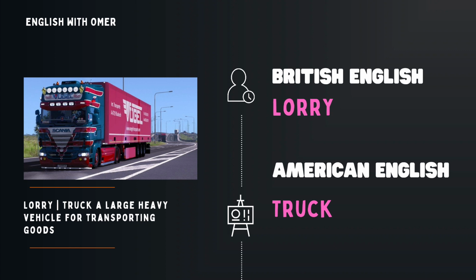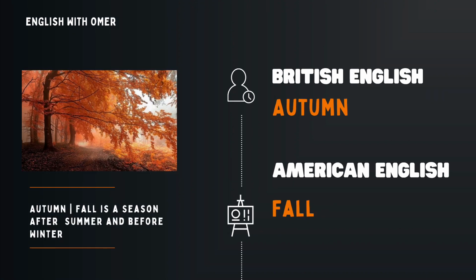In British English, this vehicle is called lorry, but in American English, you can call it truck. In this image, you are observing a season. In British English, this season is called autumn, and in American English, this is called fall. Normally, this season comes after summer and before winter.